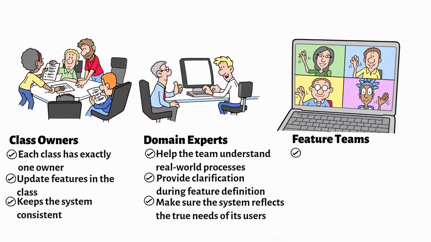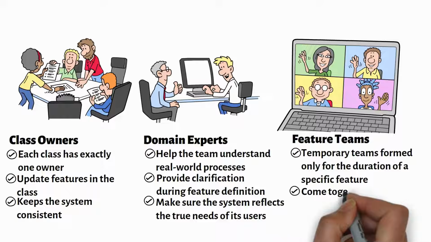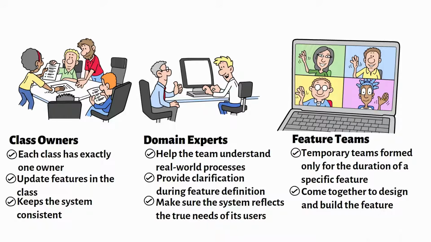Feature teams are temporary teams formed only for the duration of a specific feature. When a feature requires multiple classes, the class owners of those classes come together to design and build the feature. Once the feature is complete, the team disbands and new teams form for the next feature. This structure keeps development flexible and ensures that the right people collaborate on the right features.